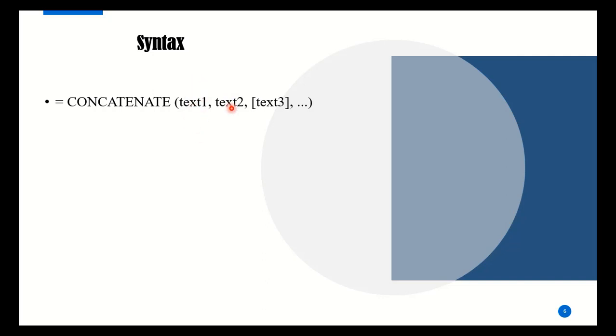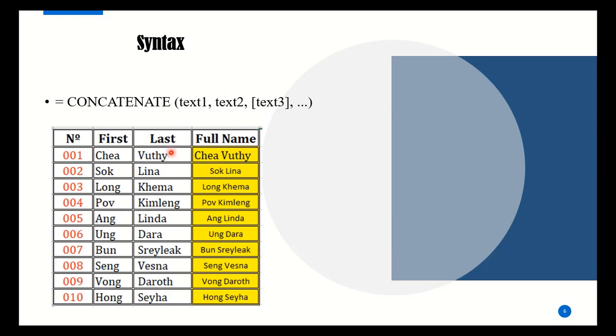If you want to combine 3 columns together, you type text 1, you select column 1, separated by comma, column 2, separated by comma, and column 3. Don't forget, parameters are separated from each other by commas. Okay, so this is an example that talks about the CONCATENATE function.